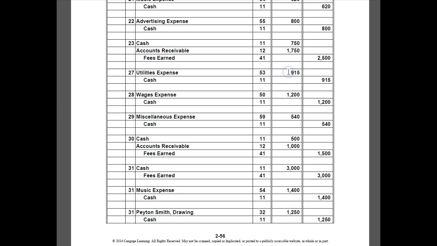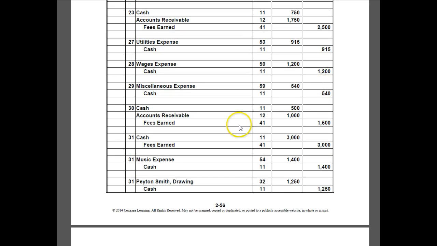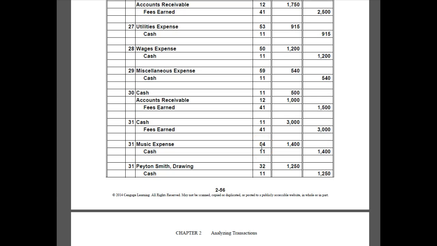Had to pay that light bill. Again, you've got the expense and the cash. Wages again, cash. You can see how we're just going down and writing out what the expense was for. You have miscellaneous again and cash. Here again, somebody paid $500, put the other $1,000 on account, and will probably pay for it next month, and this goes into revenues.